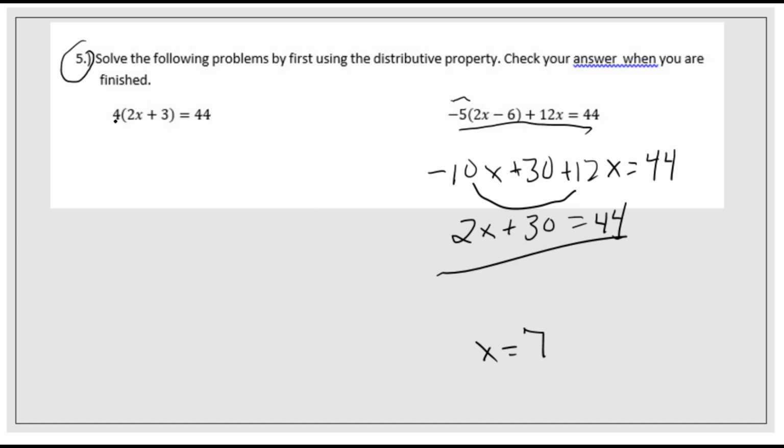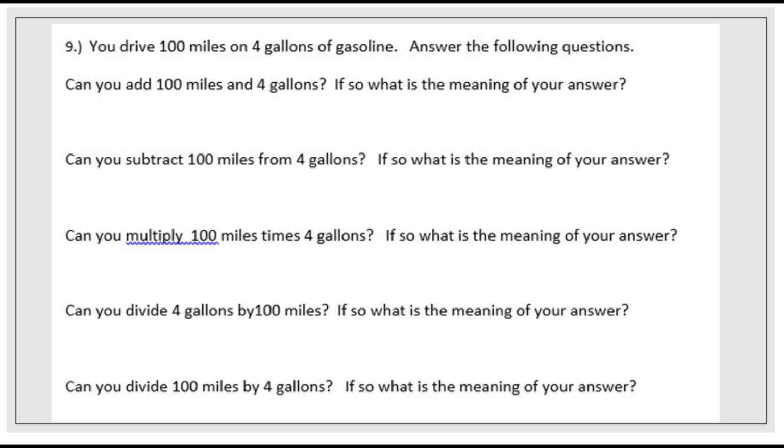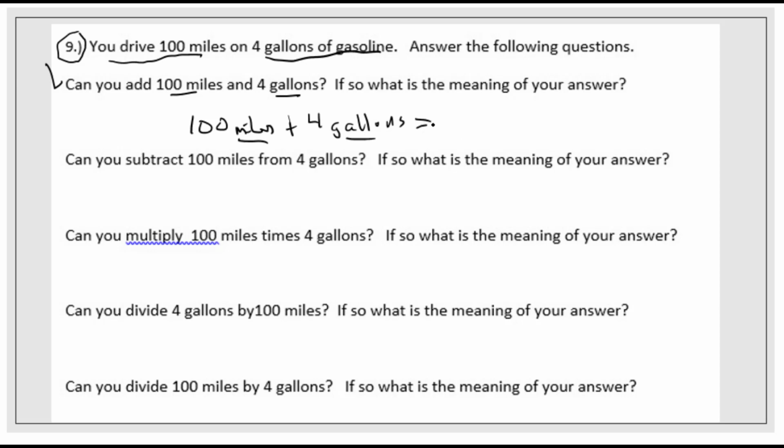Same thing here, this one's a little simpler, right? This one's not too hard, but it drives home a crucial point, right? You drive 100 miles on 4 gallons of gasoline. Answer the following. Can you add 100 miles and 4 gallons? Well, you can't put them together because they have different units and you can't add or subtract anything with different units. The only thing you can say about that is that it's equal to this. So it really doesn't serve any purpose.